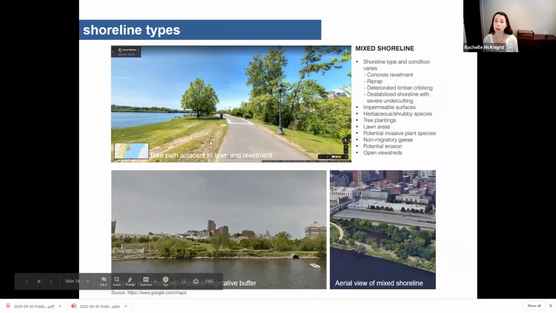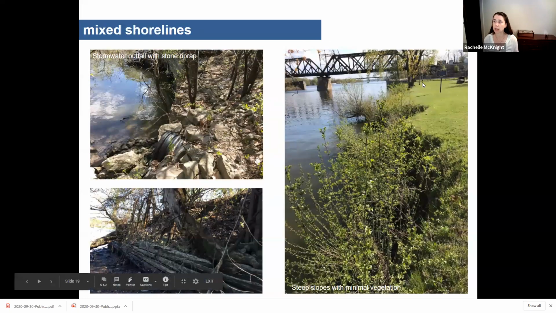You also have quite a bit of what we call mixed shoreline, and that is typically where you see some of these stabilization measures, and either by design or because nature has just kind of taken back over, you have a mix of engineered and natural shoreline conditions along the riverfront. So here's an example of that. Really down here at the bottom, there's some timber cribbing. It's a little hard to see here from this photo, but as you can see, there's lawn area.